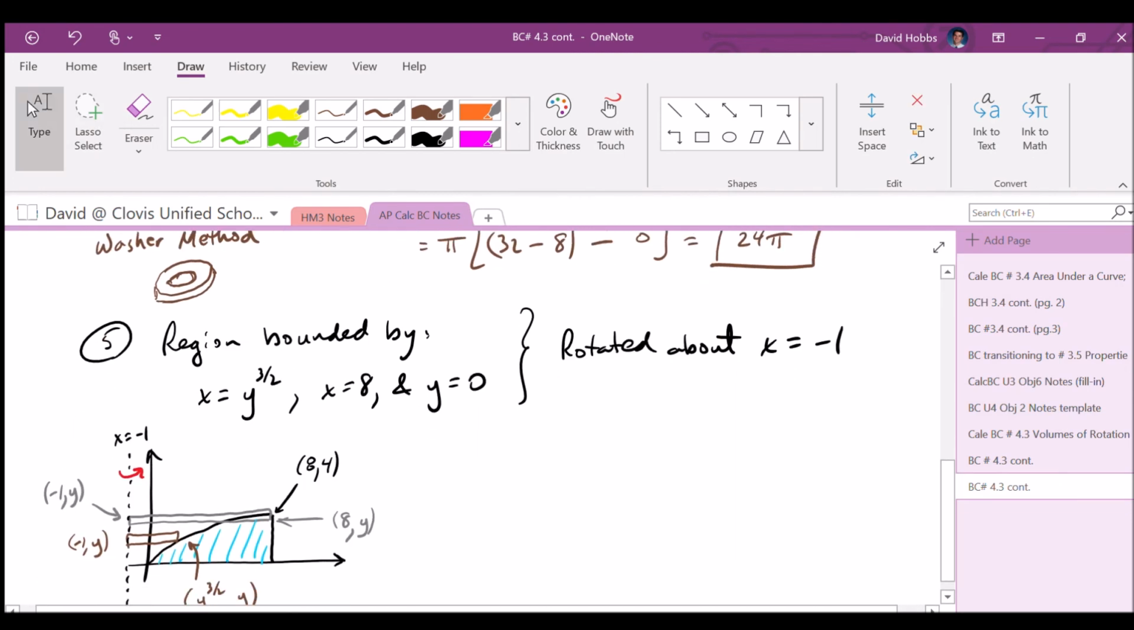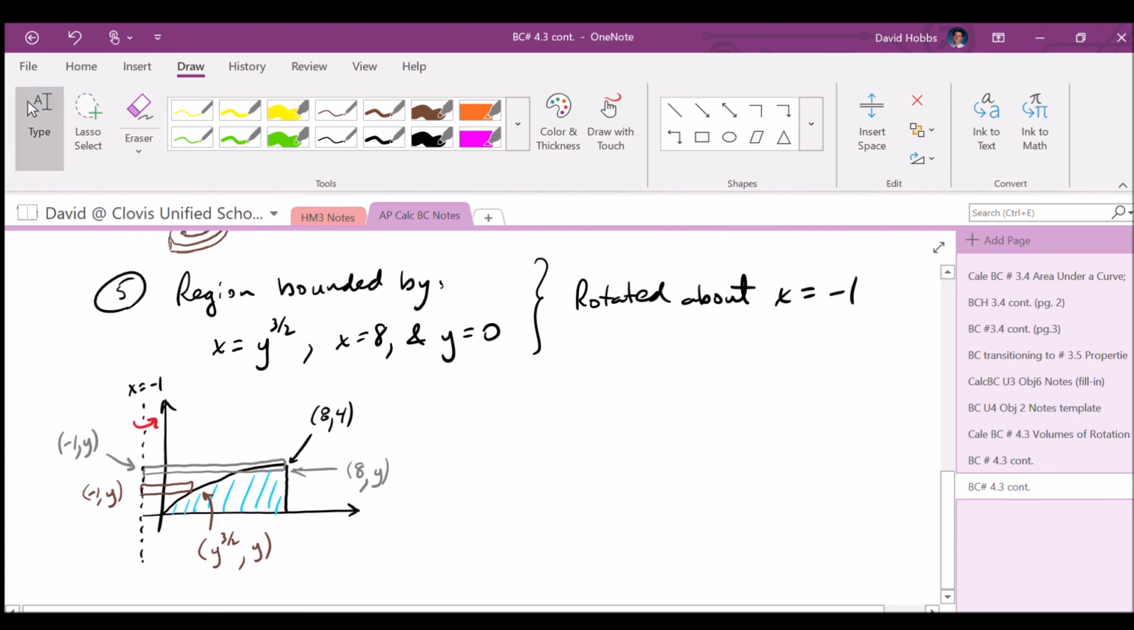Finally, number 5 here. Let's practice this one more time. I've got a region bounded by x equals y to the 3/2. I've got x equals 8 and y equals 0 as part of the boundaries. So you can see the boundaries here, and we're going to rotate this about the line x equals -1. Now remember, x equals -1 is a vertical line. We're rotating about that.